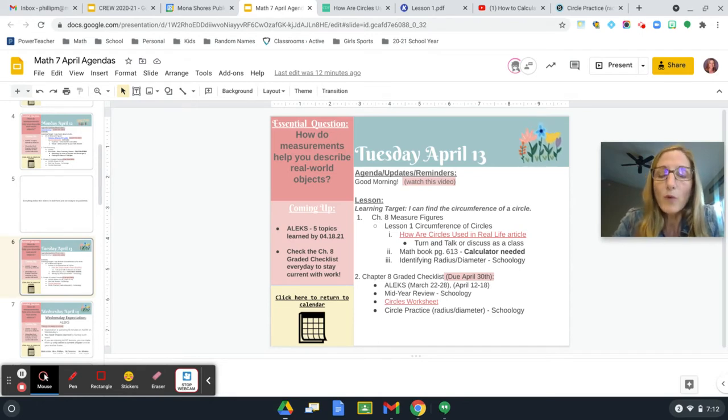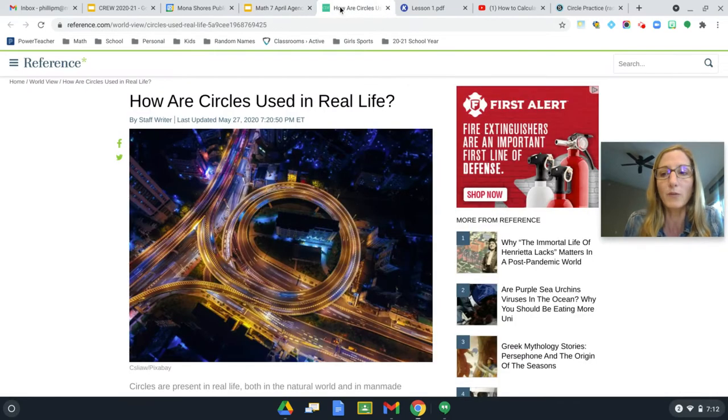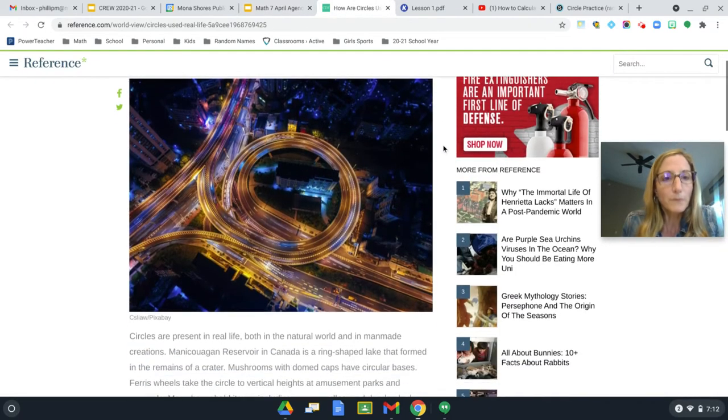So in lesson 1, one of the first things that I have you doing before we truly start calculating circumference is I want you to look at an article that's called How Are Circles Used in Real Life? And so it's going to look like this. It's linked on the agenda. And when you bring it up, here's the article.